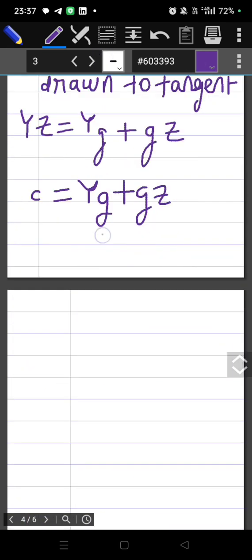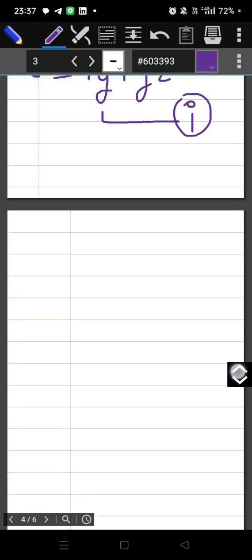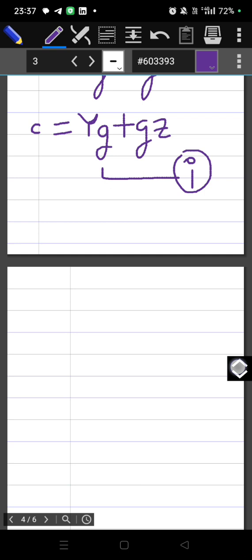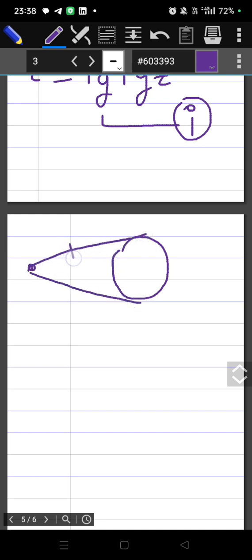Let me name this equation as 1. So now here we should recall one theorem, that from an external point, if two segments of line are drawn towards the circle, then these both lines are equal.